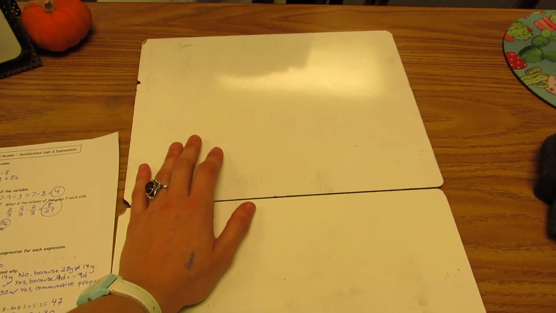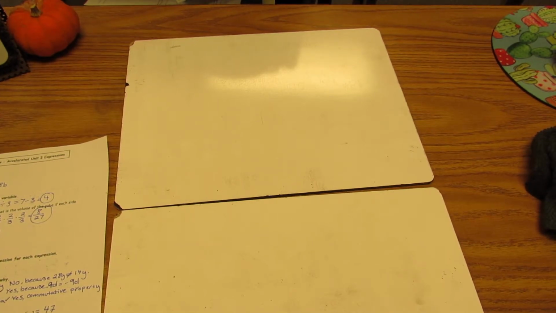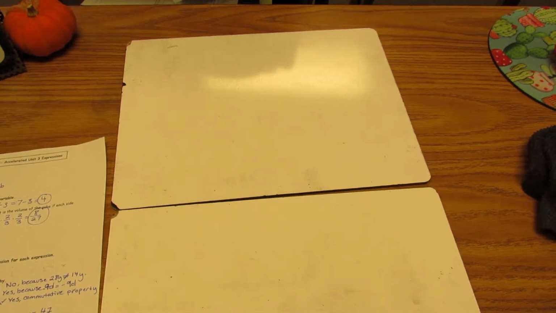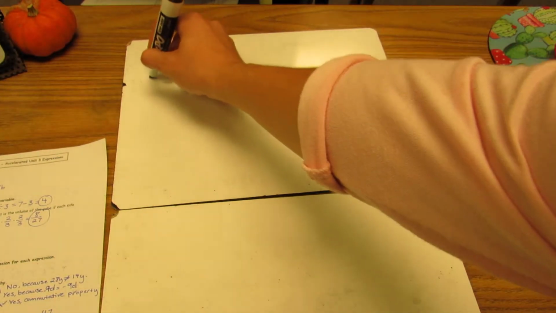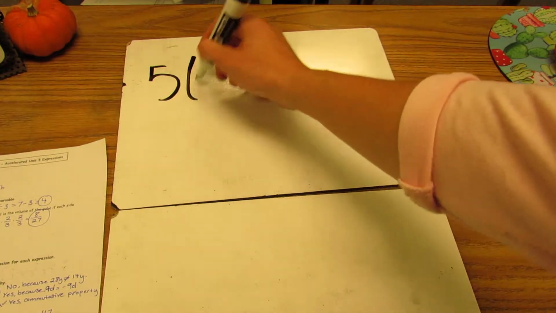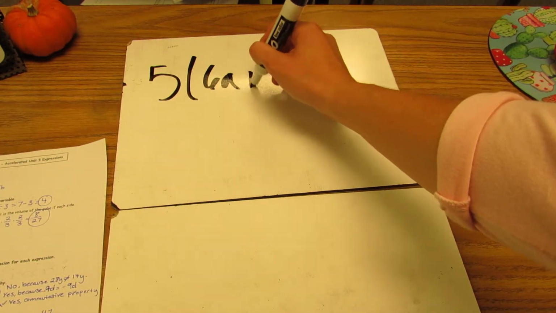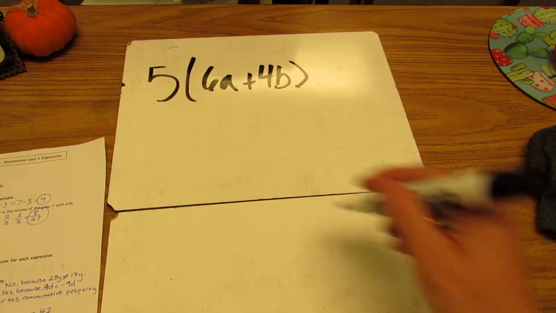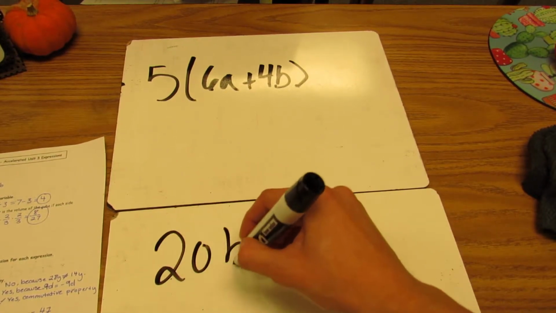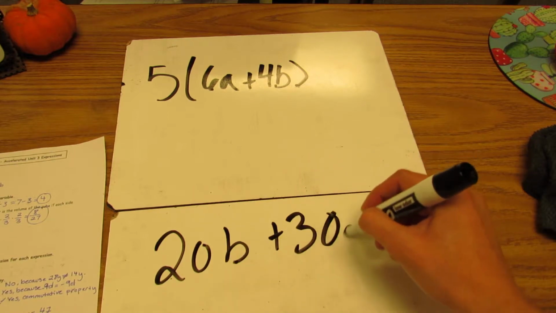Now, number 5 says, are these two expressions equivalent? Yes or no, and why? So let's look at the first one. Actually, let's look at 5C, because I believe we went over A and B in class. So 5C says 5 times (6A plus 4B), and then is that equal to 20B plus 30A?